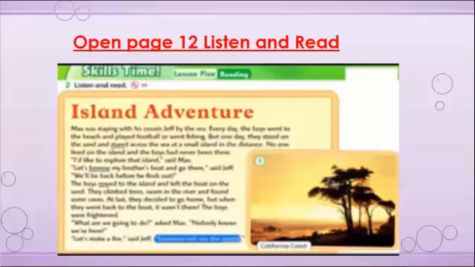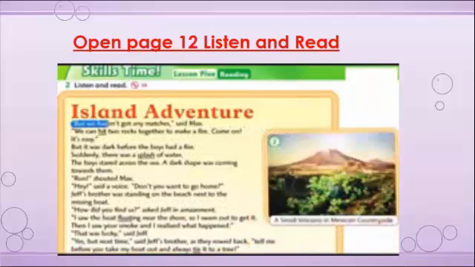"Someone will see the smoke." "But we haven't got any matches," said Max. "We can hit 2 rocks together to make a fire. Come on, it's easy." But it was dark before the boys had a fire. Suddenly, there was a splash of water. The boys stared across the sea.